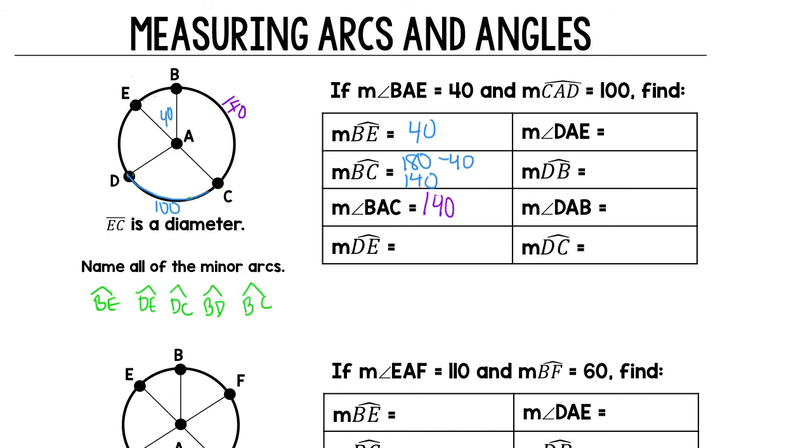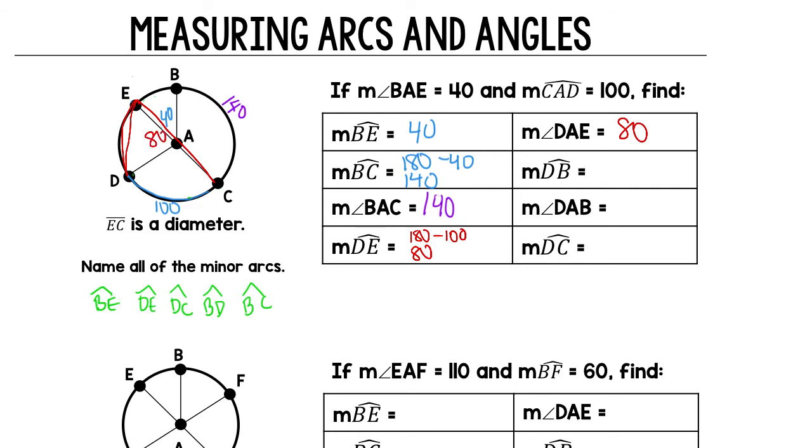Yes, it's a 4, shut it. Measure of arc DE. All right, so if this arc is 100 and this is 180, DE has to be 180 minus 100, or 80. The arc is 80. Measure of angle DAE is going to be the same thing. It's also going to be 80 down there.